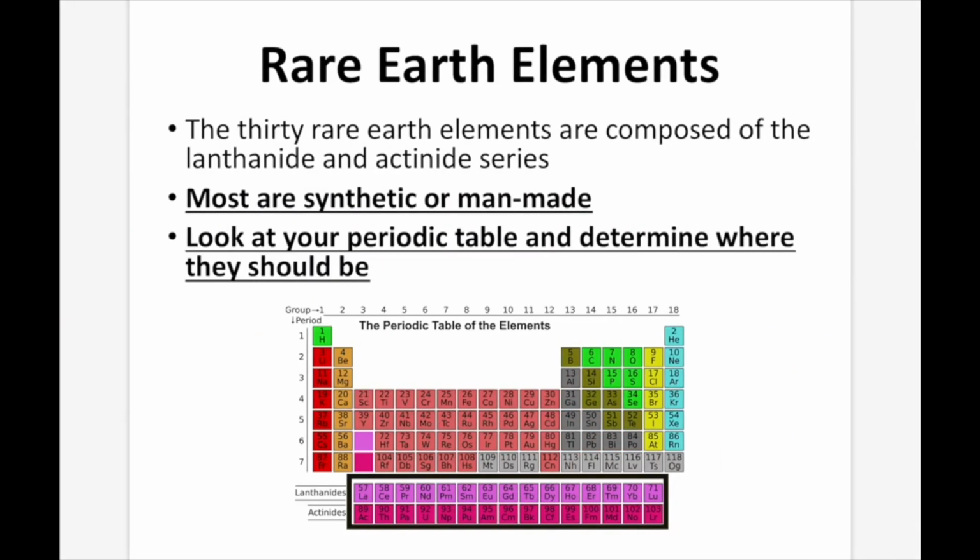And then lastly, we have our rare earth elements. The 30 rare earth elements are composed of the lanthanide and actinide series. They're mostly synthetic or man-made, and if you look at your periodic table, as we already discussed, you'll notice that they should fit right there.